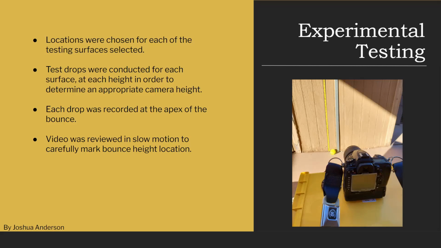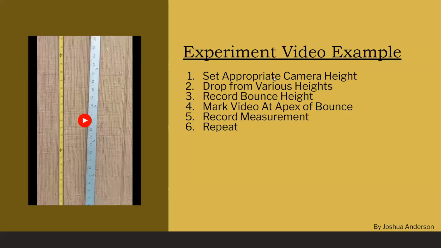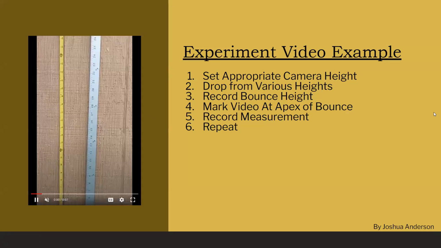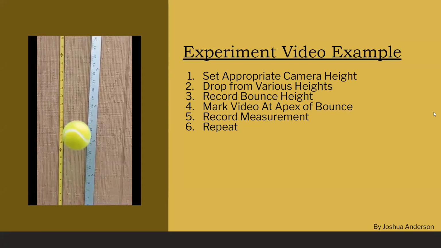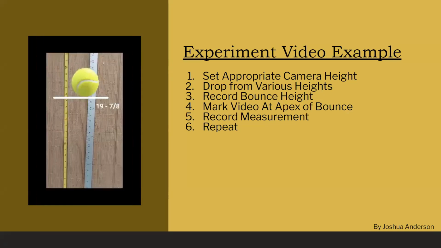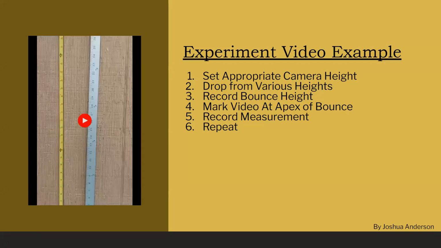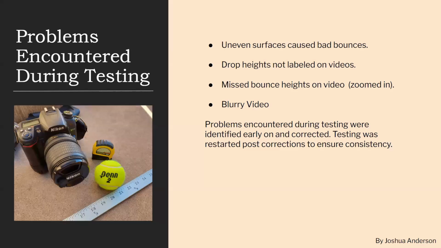Our measured bounce height was recorded at the apex of the tennis ball's bounce. And then our video was recorded in slow motion in order to best capture this bounce height. Here is a video of this to better visualize our experiment. As you can see, we did our best to measure the max height of the ball when it reaches a velocity of about 0.